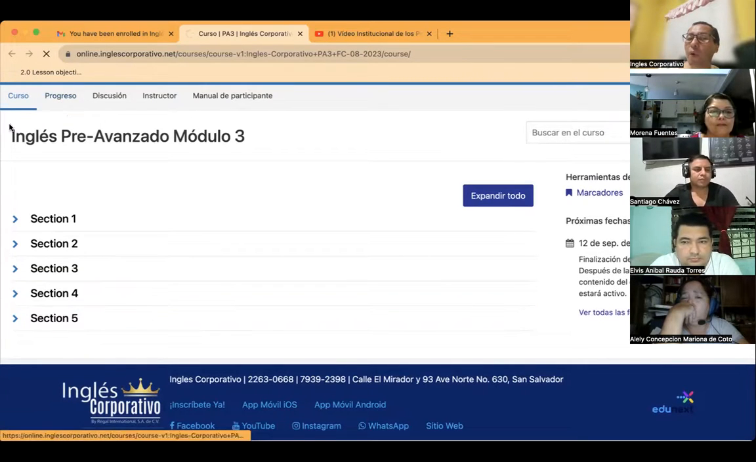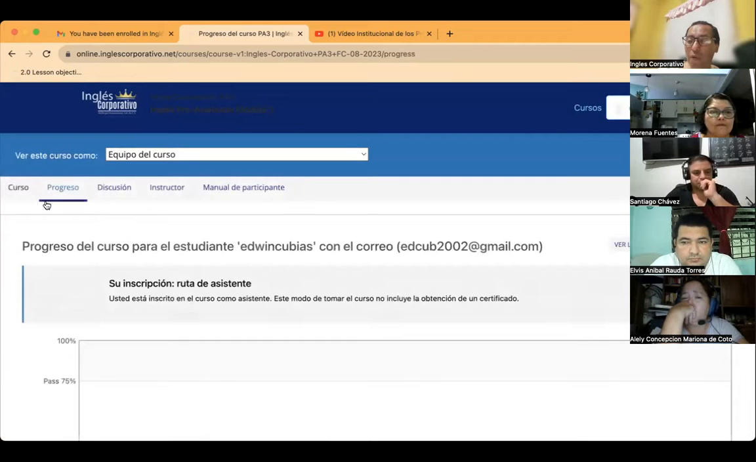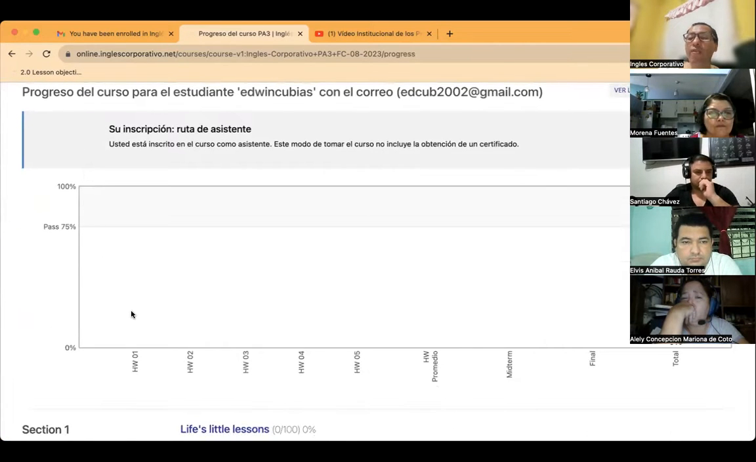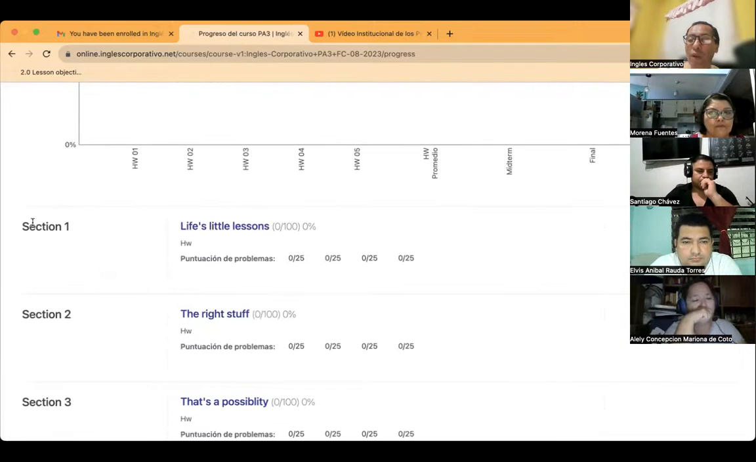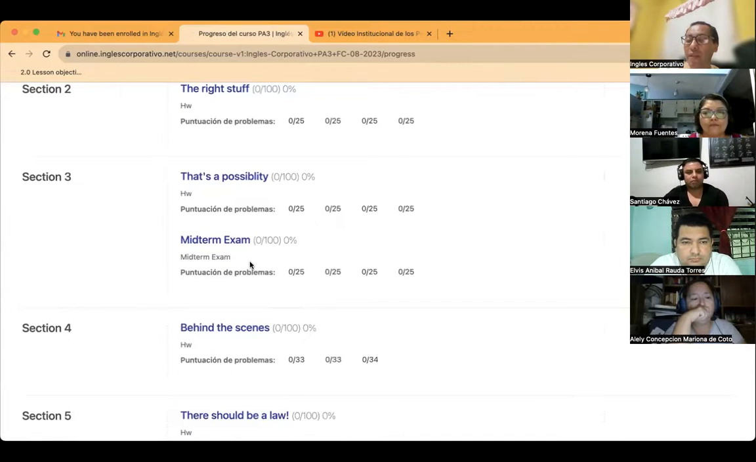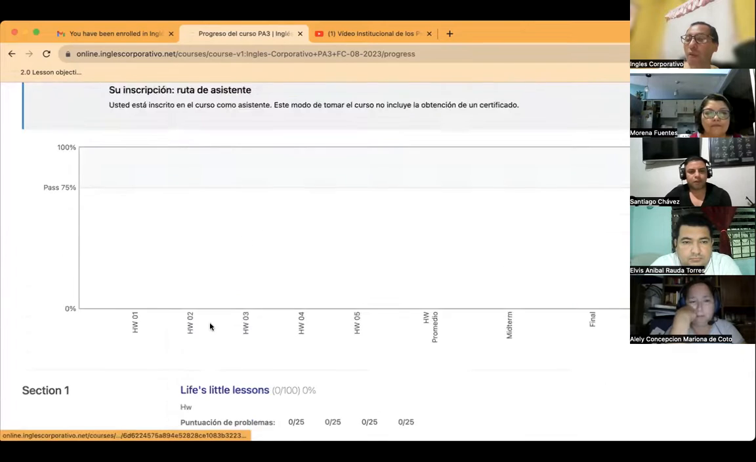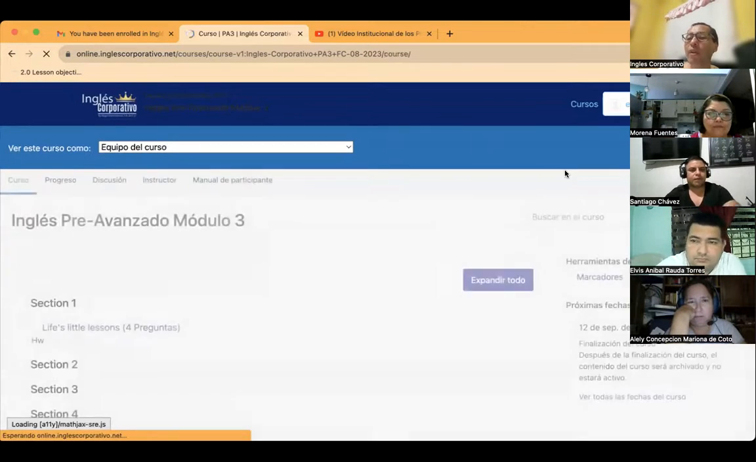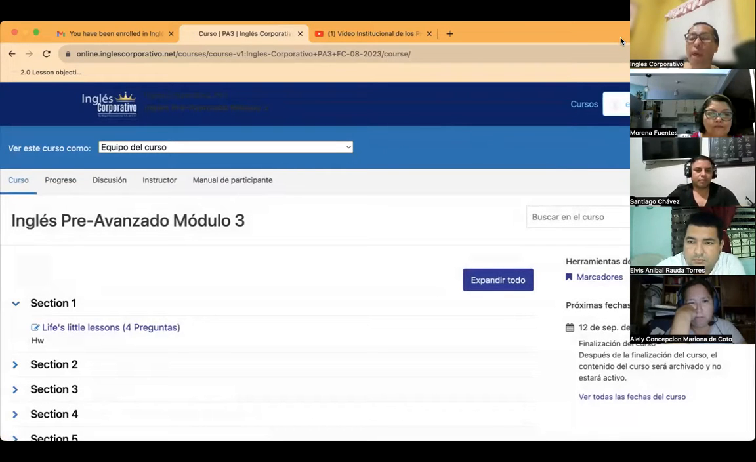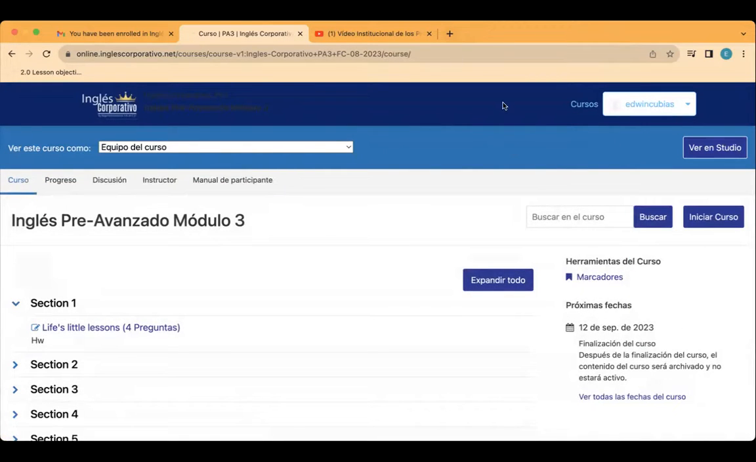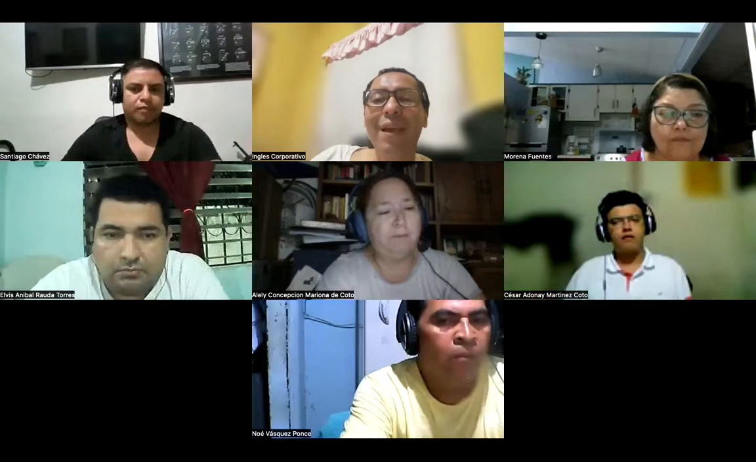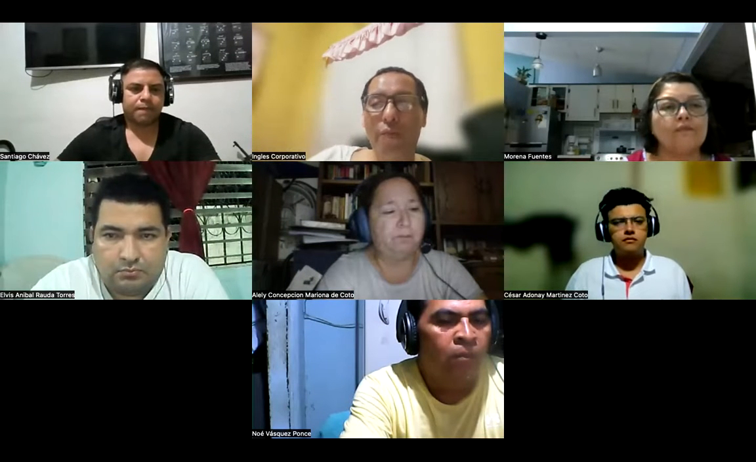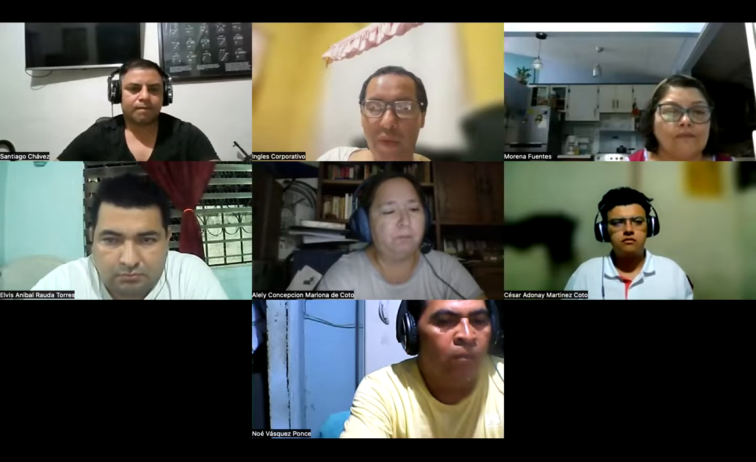Remember, you can always check your information in Progreso. You click on it, and there you can see how you are for each level in each section. You can check your scores for section 1, 2, 3, or the exams, and the same for the others. All of the sections you can go and check. You need to focus and try to get the score of 80 or more in order to pass the module. It's okay?